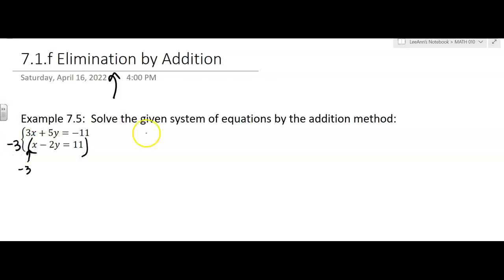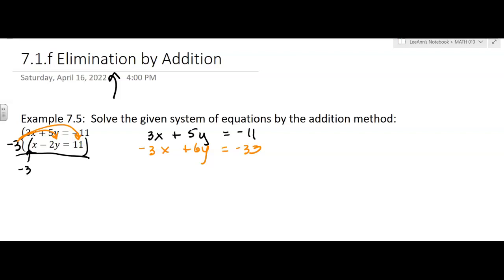So my top equation is going to stay the same, 3x plus 5y equals negative 11. But now I'm going to get a new equation for my bottom equation. I'm going to have negative 3x plus 6y. I have to distribute, okay, so negative 3 times negative 2y equals negative 33. So I'll have to go negative 3 times 11. You have to do both sides of the equations.